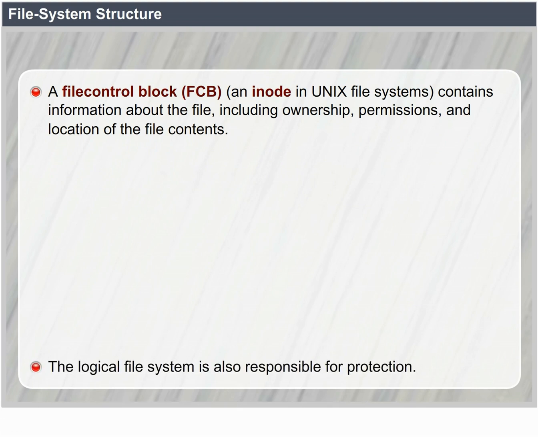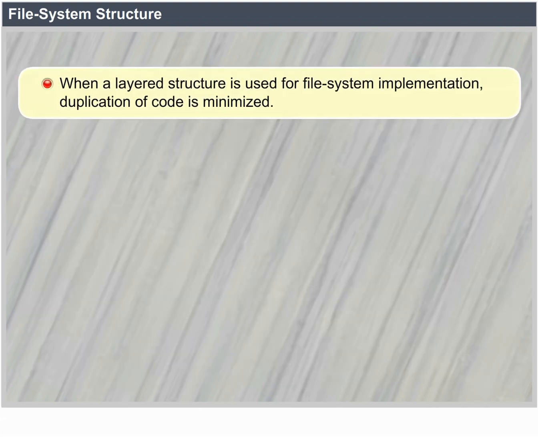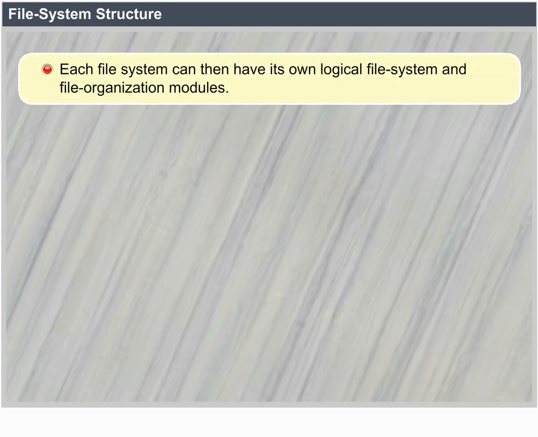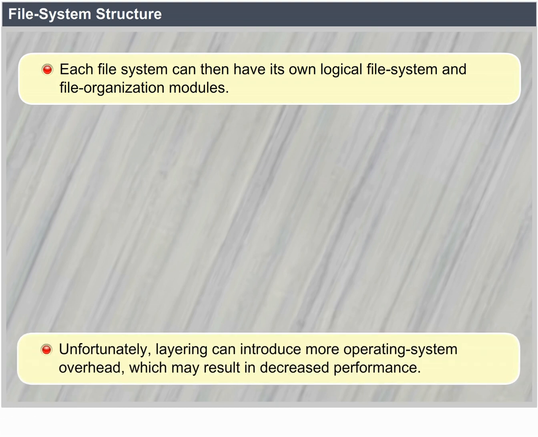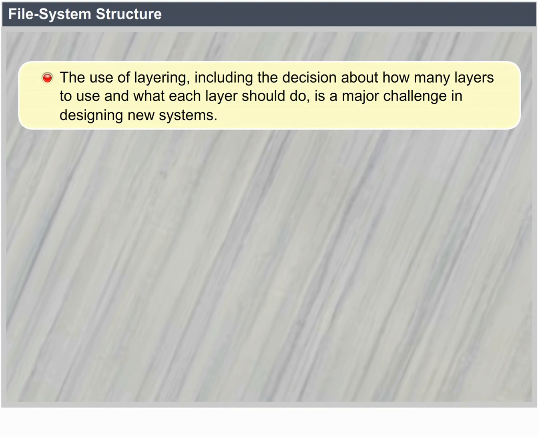When a layered structure is used for file system implementation, duplication of code is minimized. The input-output control and sometimes the basic file system code can be used by multiple file systems. Each file system can then have its own logical file system and file organization modules. Unfortunately, layering can introduce more operating system overhead, which may result in decreased performance. The use of layering, including the decision about how many layers to use and what each layer should do, is a major challenge in designing new systems.